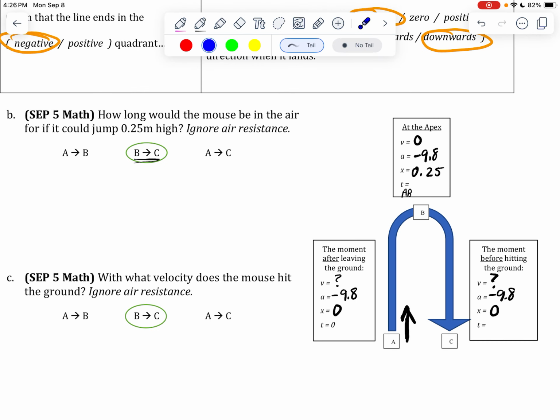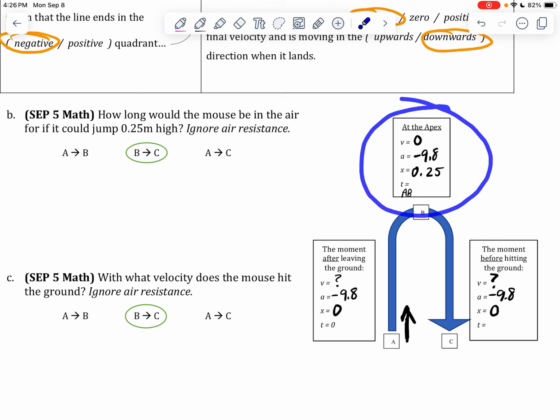Earlier in class or in the last video, we looked at choosing some start and end points. The hint here is that we should choose B to C to begin with. B is always a good point to have involved because we know the velocity at B, and it's going to be 0. And we want to know how long, so this is going to be the time. If I'm going from B to C, I'm going to start with B. Those are going to be my initial values. This is going to be my final values. And it looks like I want to solve for this time here. So I'll solve for the time from B to C.